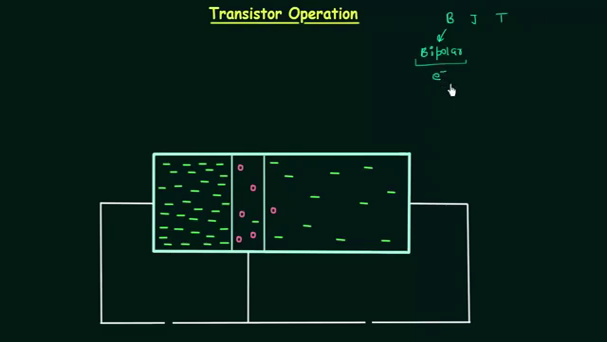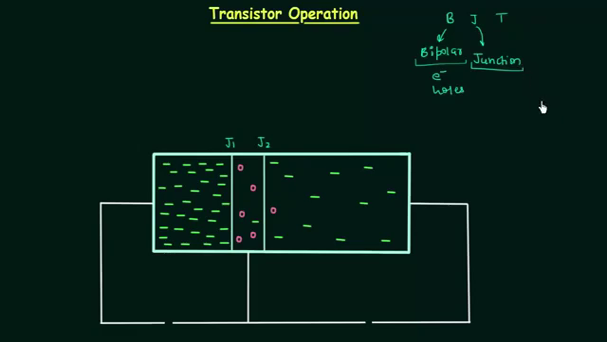There is involvement of electrons as well as holes in the transistor. That's why we have bipolar in the name. J stands for junction. Two junctions are formed in the transistor, junction J1 and junction J2, so we have junction in the name.